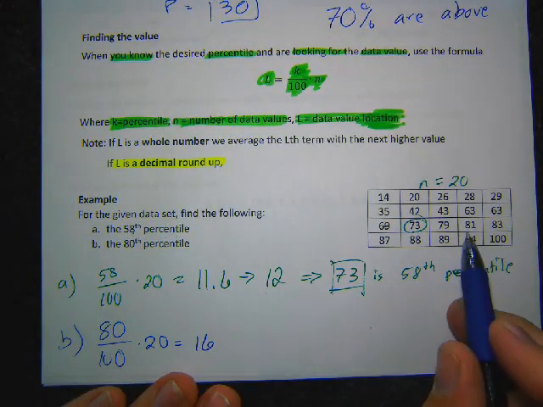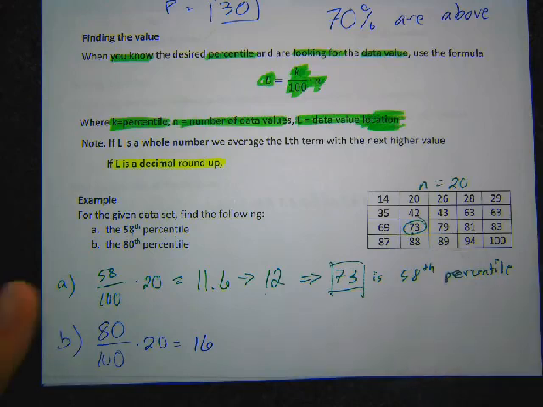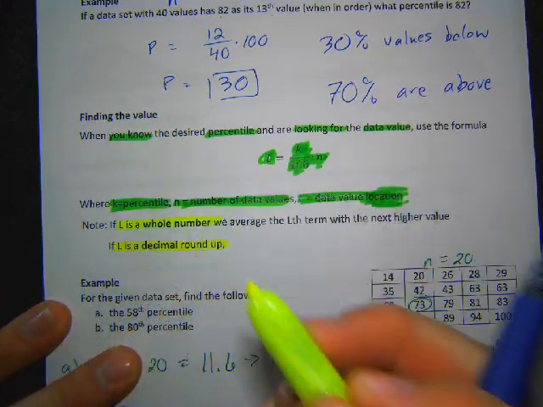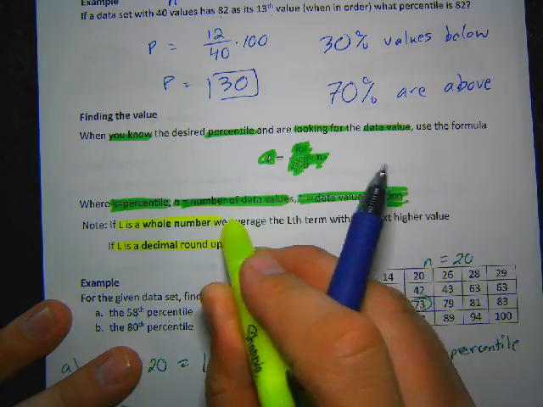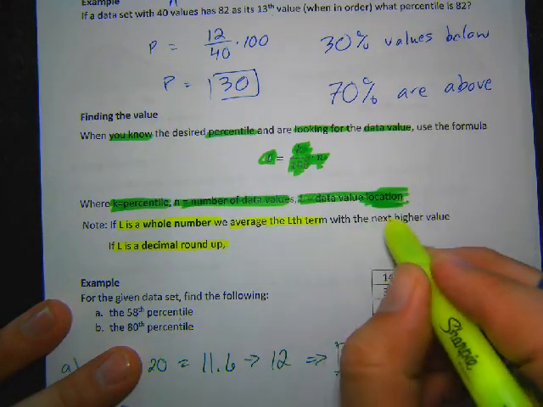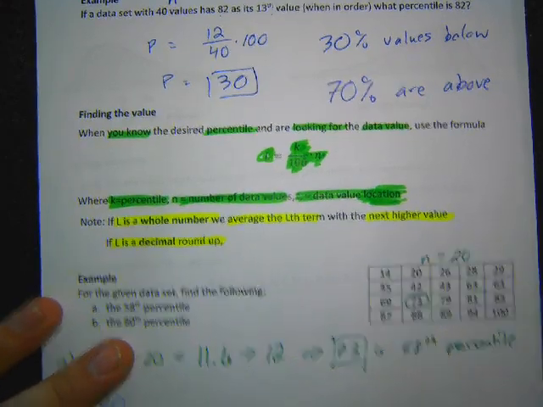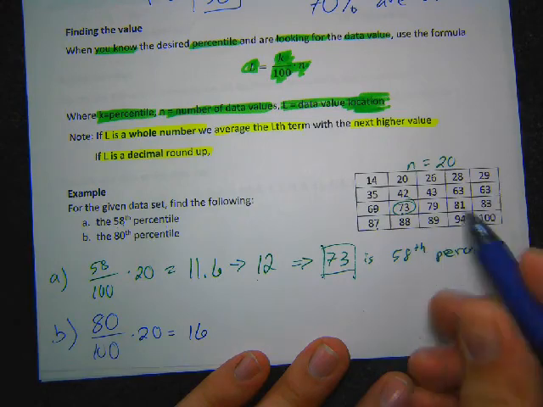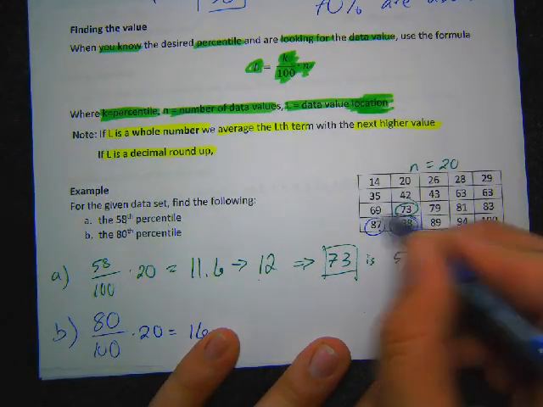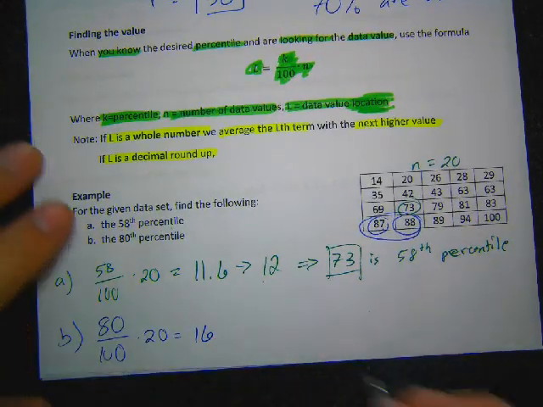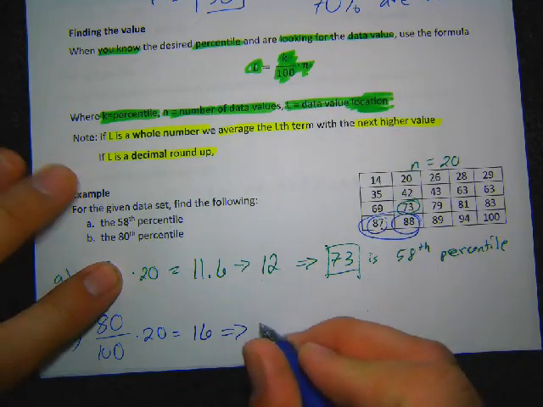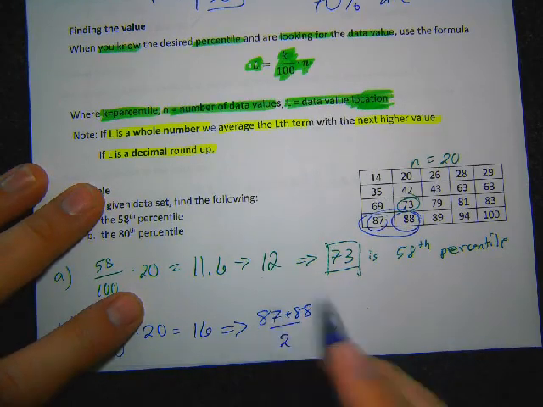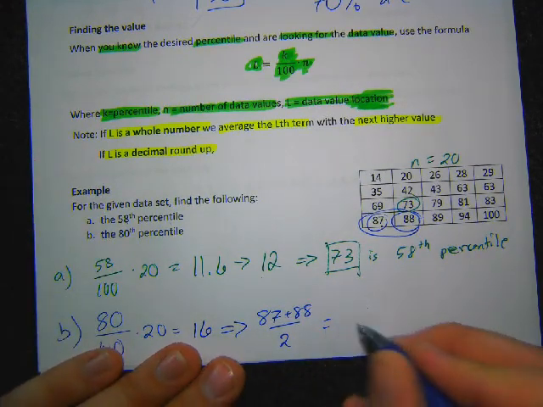Do you just use the 16th? Well, actually, no. That's where you have to be really careful. You don't just use the 16th number. With this one, if your answer is a whole number, you average that term with the next higher value. So because we got 16, we'd count 5, 10, 15, 16. We take this one, but we average it with the next higher value. So we take 87 plus 88 and divide by 2, because that's how you average, right? Add up two numbers, divide by 2, and you end up with 87.5.